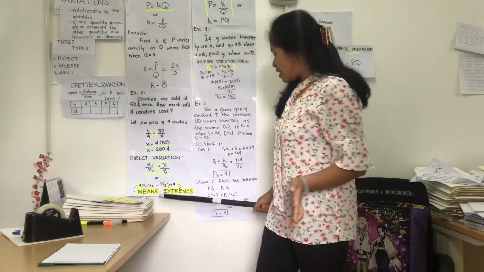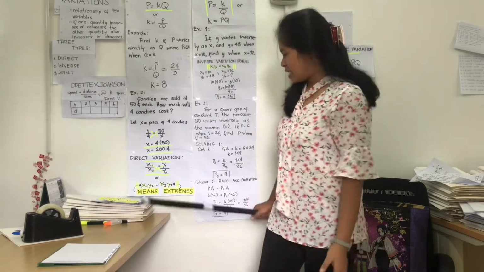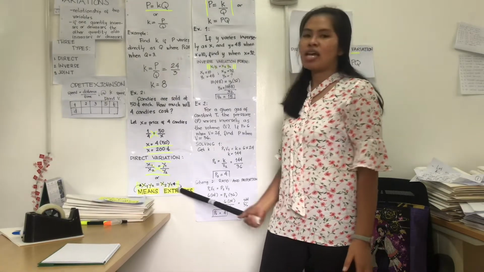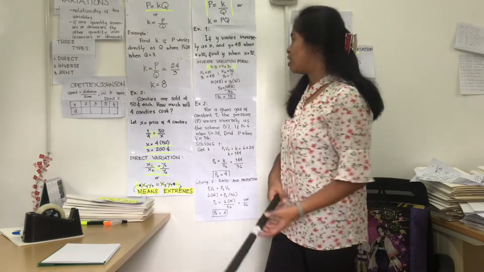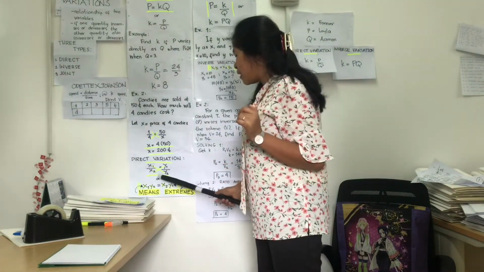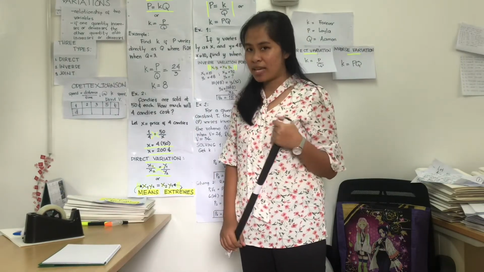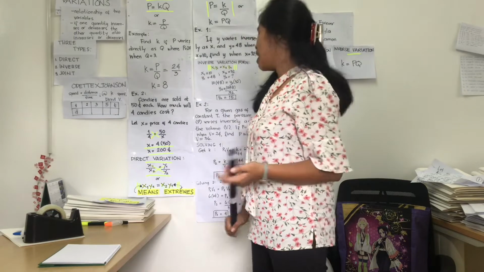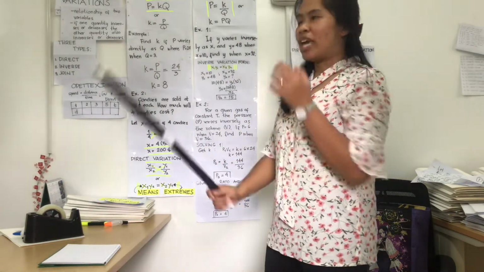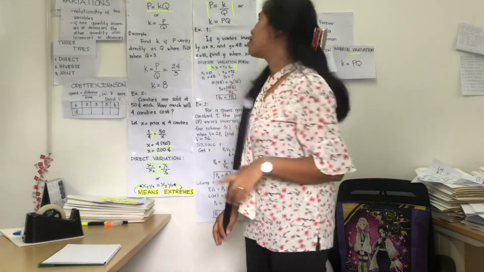Take note that X sub 1 and Y sub 2 are called the means, and this other side of the equation is called the extremes, right? So from this formula, we have gained this equation, thereby identifying the missing value from this question. Okay, very good. So, inverse variations. Let's move on to inverse variations.